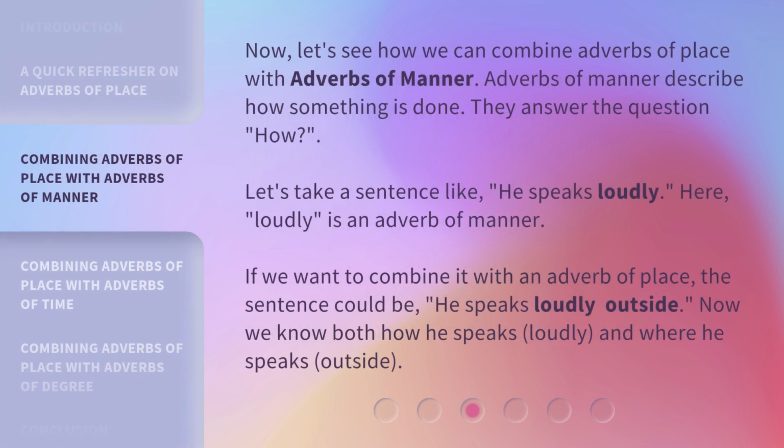Now, let's see how we can combine adverbs of place with adverbs of manner. Adverbs of manner describe how something is done. They answer the question, how? Let's take a sentence like, he speaks loudly. Here, loudly is an adverb of manner. If we want to combine it with an adverb of place, the sentence could be, he speaks loudly outside. Now we know both how he speaks, loudly, and where he speaks, outside.